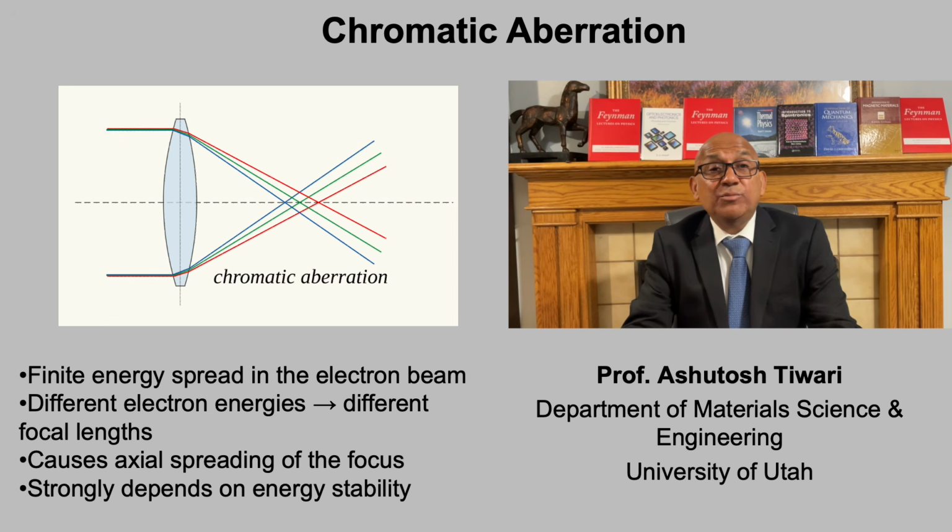Chromatic aberration is particularly sensitive to the quality of the electron source and the stability of the accelerating voltage. Field emission sources produce beams with a very small energy spread, and a stable high voltage supply ensures that this energy does not fluctuate during imaging. Both are essential for achieving high resolution SEM performance.